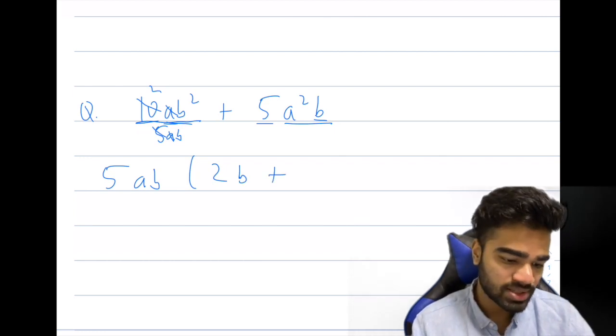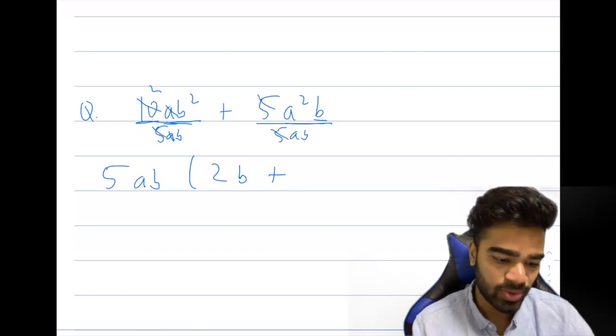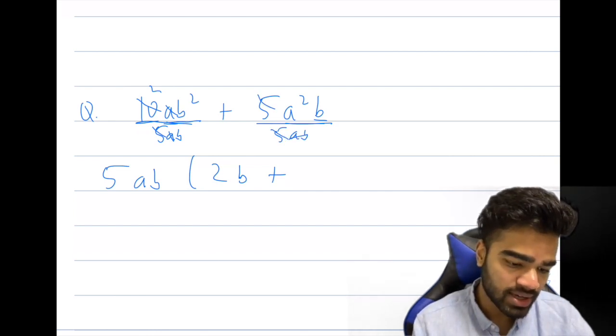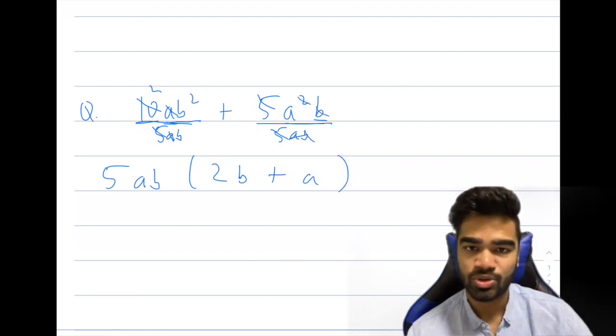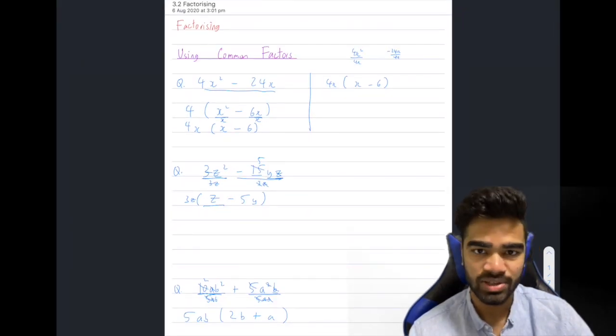Okay? Plus, you do the same thing. You take the second term divided by 5AB. So 5 and 5 cancel out straight away. A squared divided by A is just A. And then B and B cancel out. So you have 2B plus A left. So that's the basics. That's the basics of factorizing, okay, using the common factor.